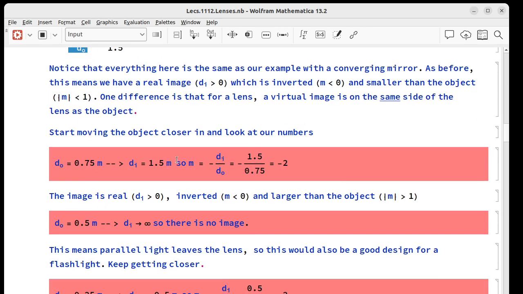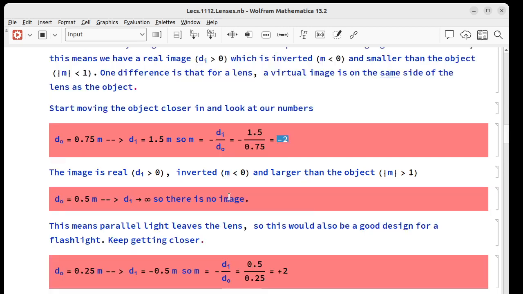If we move the object in closer, let's move it to 0.75 meters. Now di is 1.5 meters, still a real image, and our magnification is negative 2. So now the image is larger than the object, but still upside down.